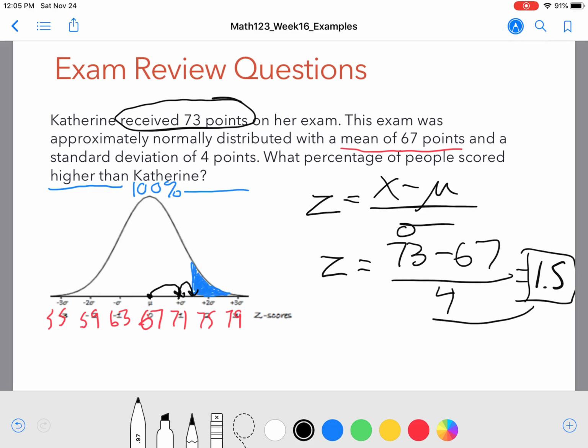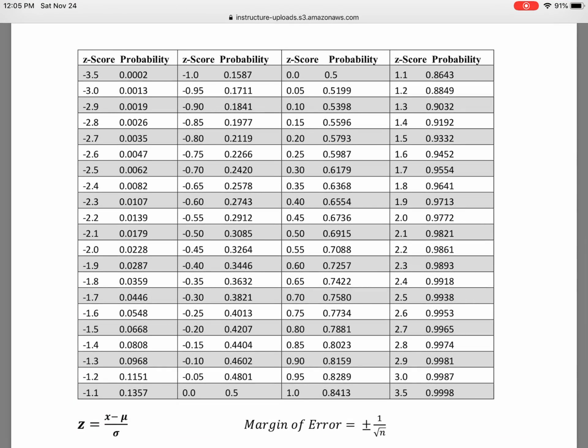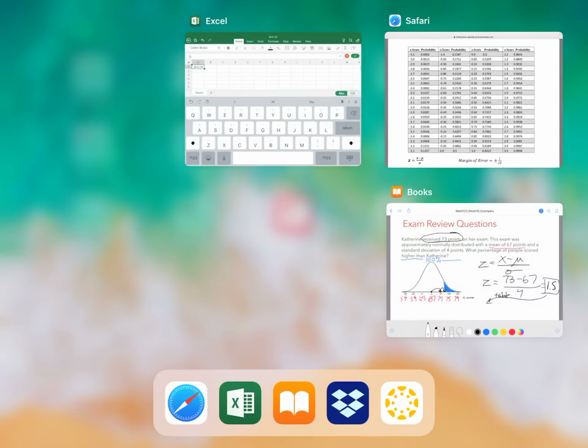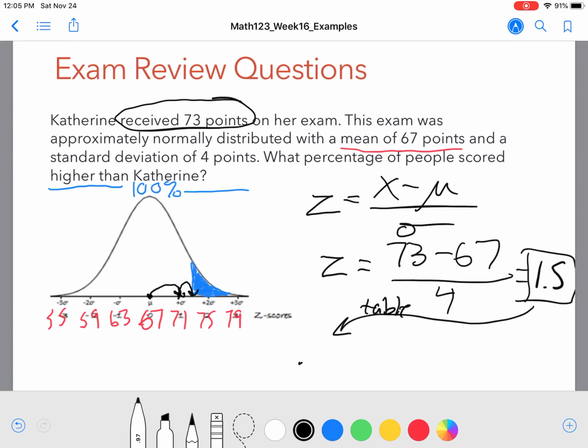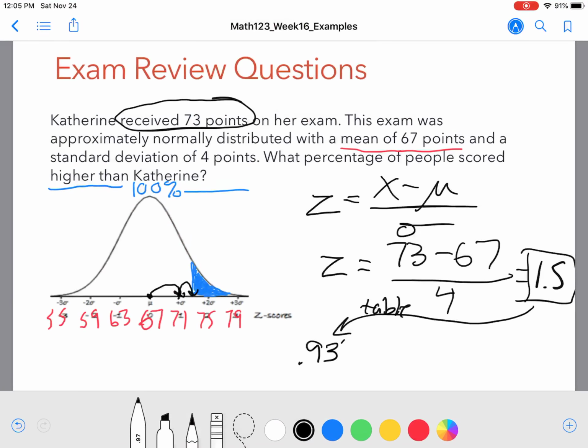So then what we do is, let me draw a little arrow, and I'm going to write the word table, because we're going to go to our table and look it up. So I need to go to my z-score table, and I need to look for 1.5. It's going to be in the right-hand most column. It's 1, 2, 3, 4, 5 things down. And 0.9332 is going to be the number that we see when we look up 1.5. So I get a value of 0.9332.